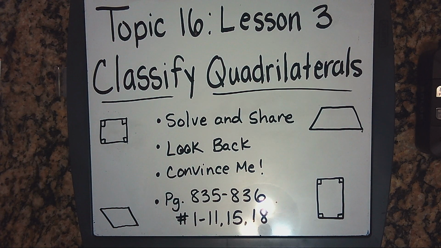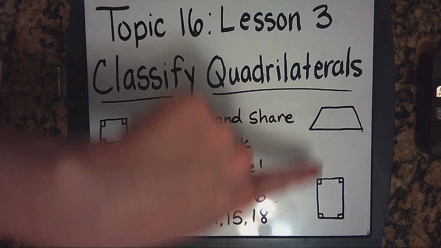Today we are going to be working on our contingency plan day 8, which is topic 16, lesson 3, classify quadrilaterals. Yesterday in lesson 2, we classified triangles, which are three-sided shapes. Today we are classifying quadrilaterals, which are four-sided shapes.